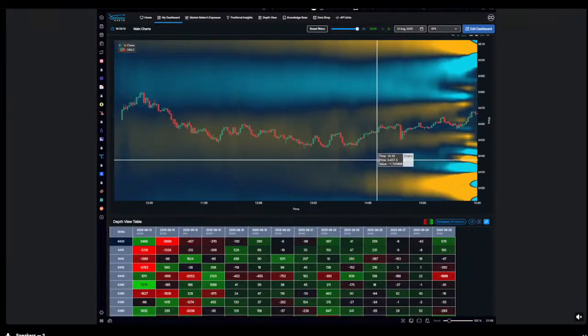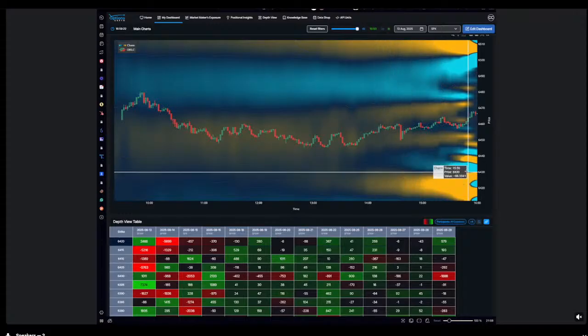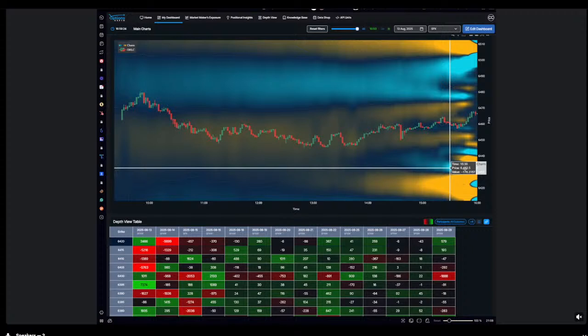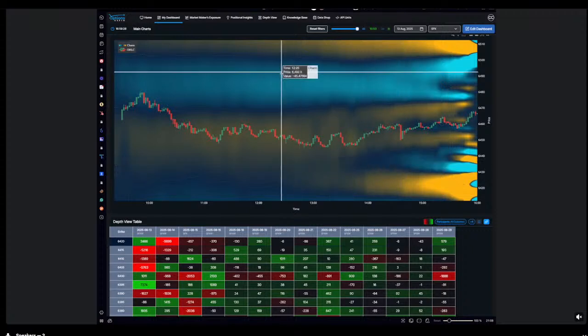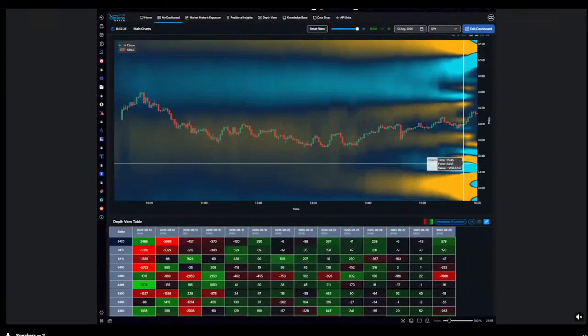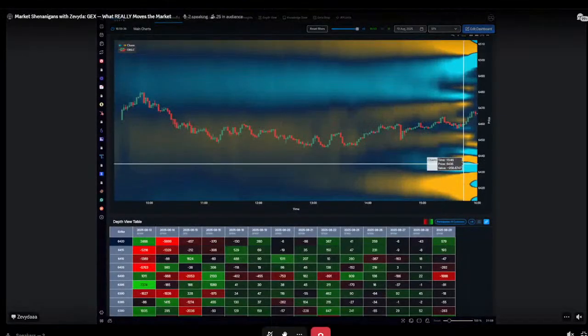So here we can see that come 2 o'clock we've been down in this range. We have supportive charm in this area. On Unusual Whales, you have to click through every single little 10-minute time frame to find that out, and it's a bit of a hassle. This also shows another example of where price would pin at a gamma strike.